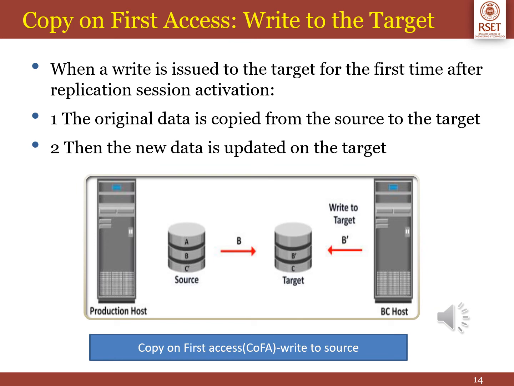When a write operation is issued to the source for the first time after the session activation, the original data at the address is copied to target. After this operation, the new data is updated on the source. This ensures that the original data at the point in time of activation is preserved on the target.